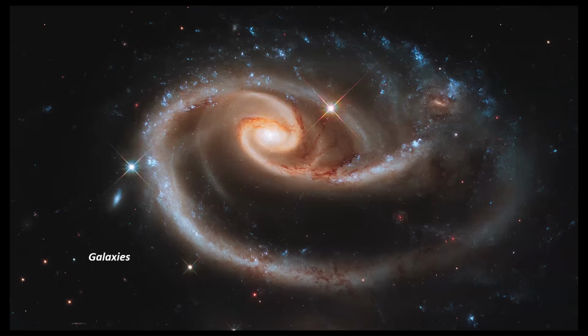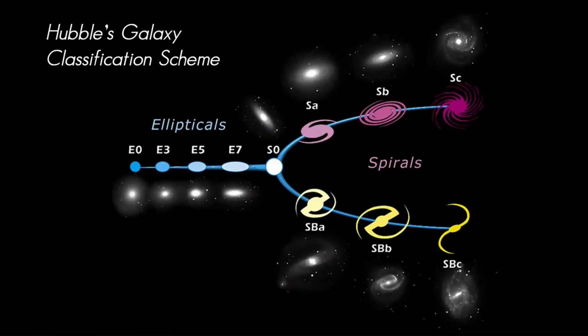So basically, a galaxy is a collection of stars and gas and dust, and they come in a variety of sizes. The best way to understand the different types of galaxies is to study the Hubble tuning fork, or as it's more officially known, the Hubble Galaxy Classification Scheme. But it's more fun to call it the Hubble tuning fork because it looks like a tuning fork. So on the handle, we have the elliptical galaxies.